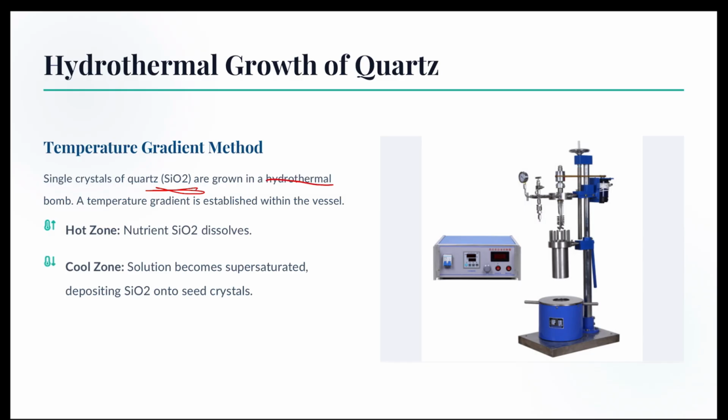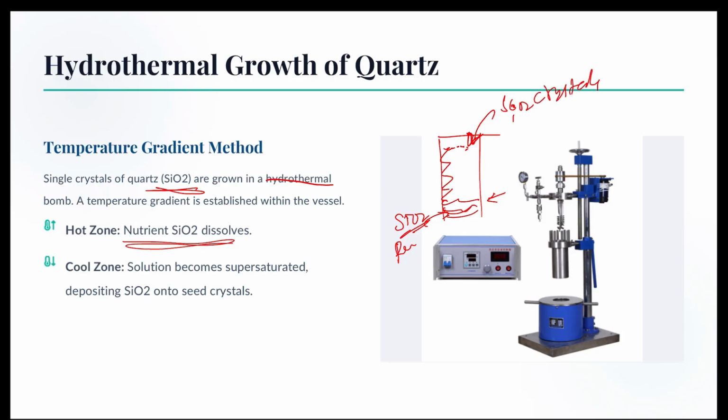Same, we are using the hydrothermal bomb and we are creating a temperature gradient. At the hot end, our SiO2 reactants dissolve and the solubility increases. As the temperature lowers here, let's say there's a lower temperature, the supersaturated solution starts to form the SiO2 crystals. SiO2 crystal starts to form here.